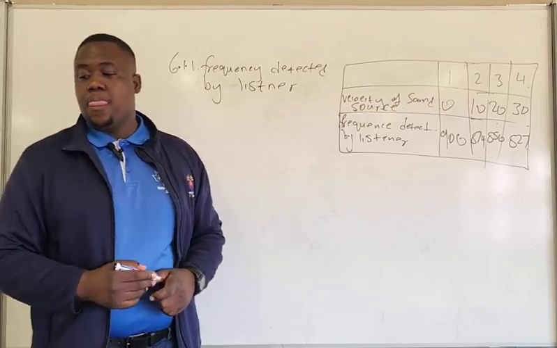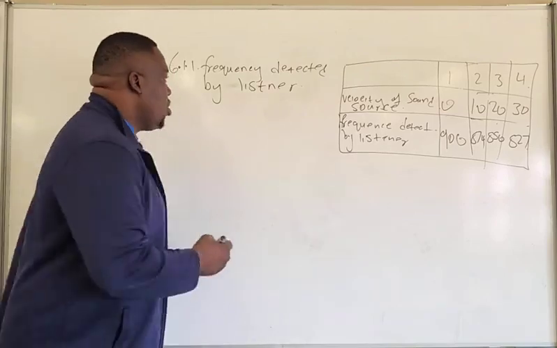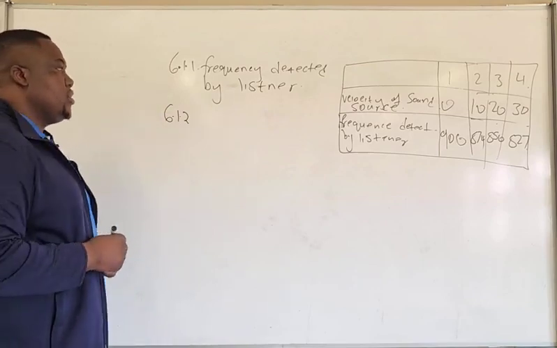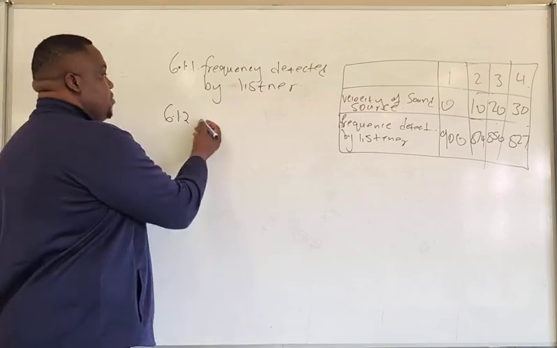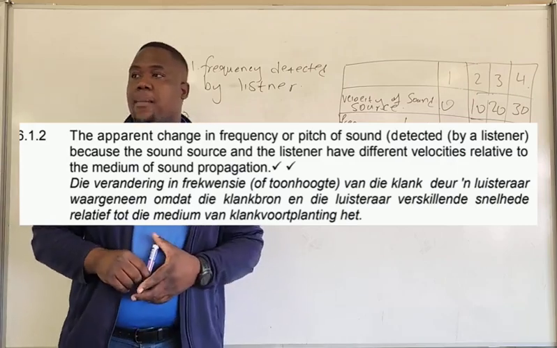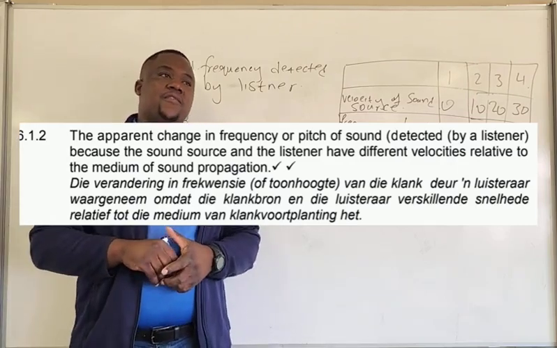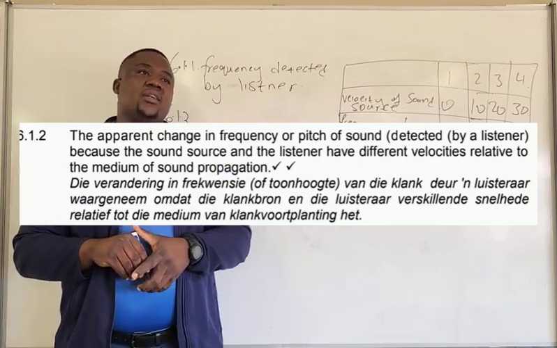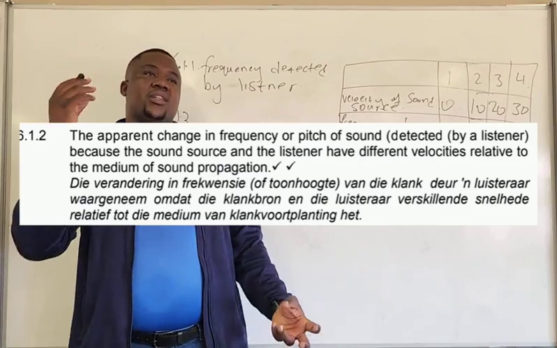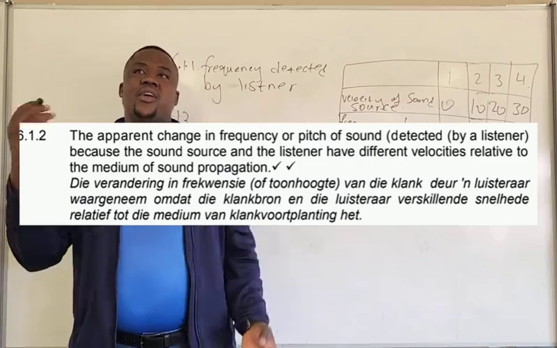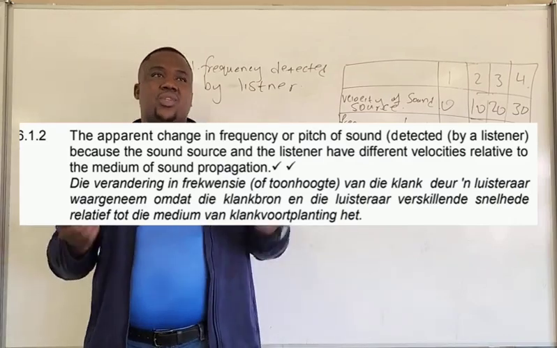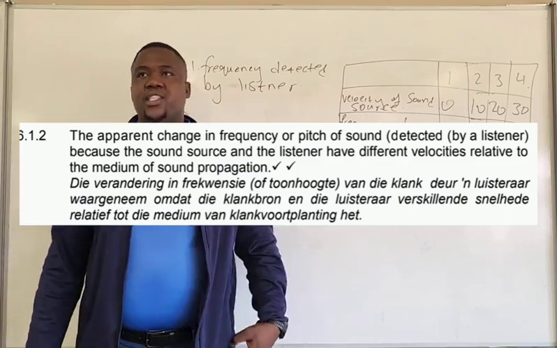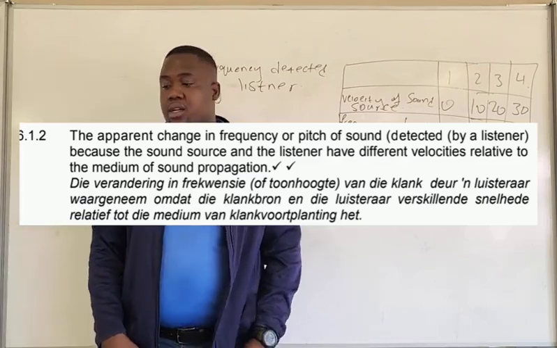Okay, then let us go to number 2. Number 2 says, state Doppler's effect in waves. 6.1.2. State Doppler's effect in waves. Okay, Doppler's effect is the apparent change in the frequency of a wave because the sound source and the listener are moving at different velocities relative to the sound propagation. It is appearing on your screen. I won't pay much attention to the definition.